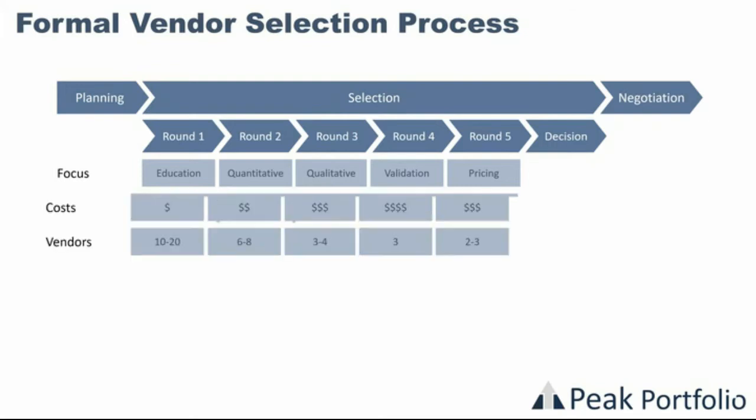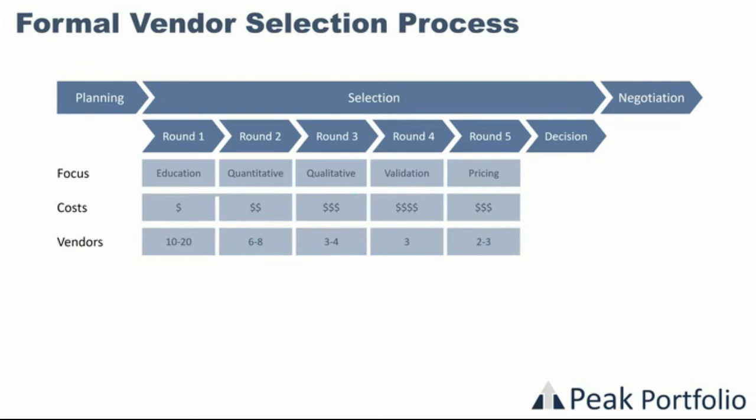And now let's talk a little bit about why we have 5 rounds. Why not just do all of these things? The reason is that these evaluation activities get more expensive as you go through the rounds. And so therefore you want to have fewer vendors as you go through each step of the process.